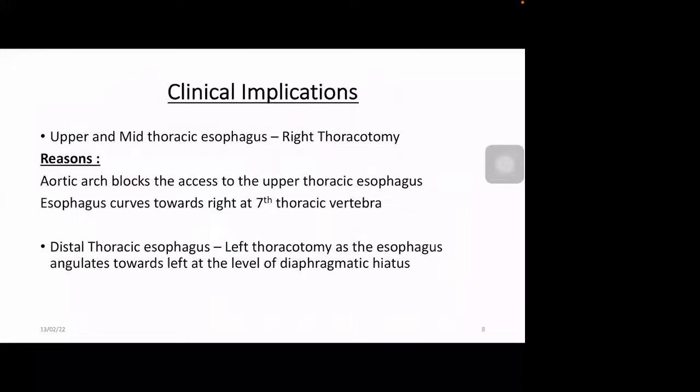So this is the clinical implication of the normal anatomical curves: the upper and mid thoracic esophagus is accessed by a right thoracotomy because the left side is occupied by the arch of the aorta. The aortic arch blocks access to the upper thoracic esophagus, and the esophagus curves towards the right at the level of the 7th thoracic vertebra.